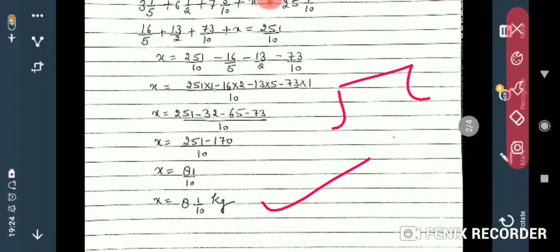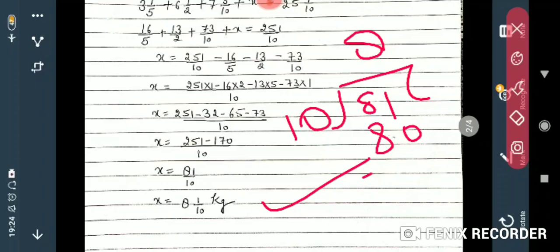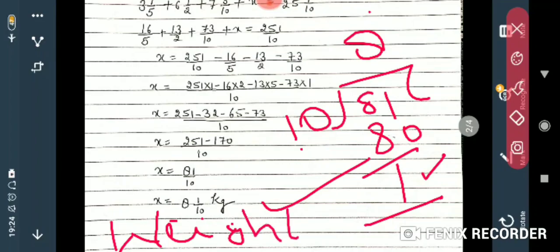How can you convert? Just see. 10 8s are 80. So what is remained? Remainder 1. So 8 whole 1 upon 10. So what is the weight of mangoes? You can write weight equals 81 upon 10. Okay.